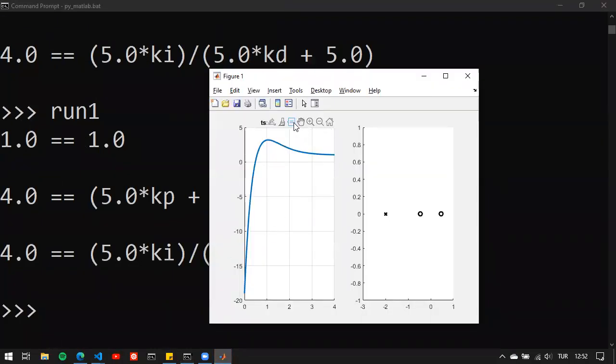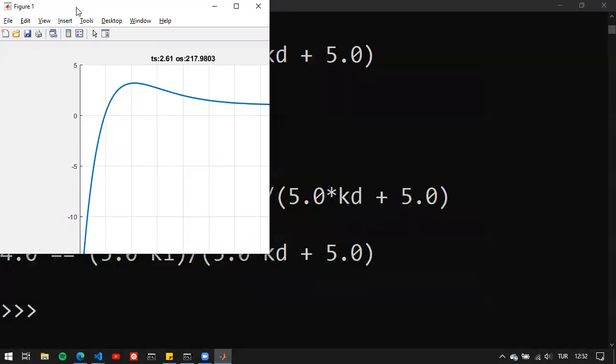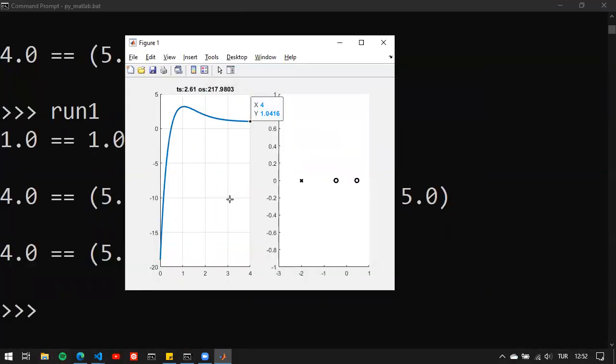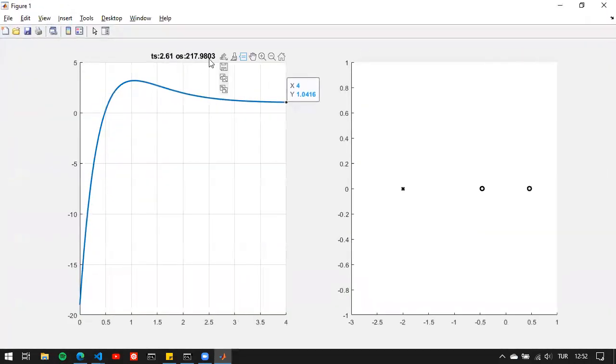And you can see it's becoming equal to 1. But again, it doesn't show us. Interesting. Yeah, now you can see that the overshoot value is not really what we are looking for.